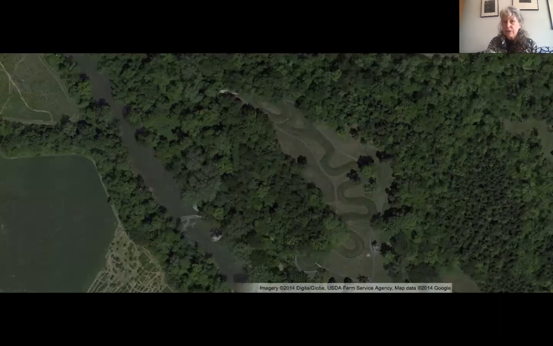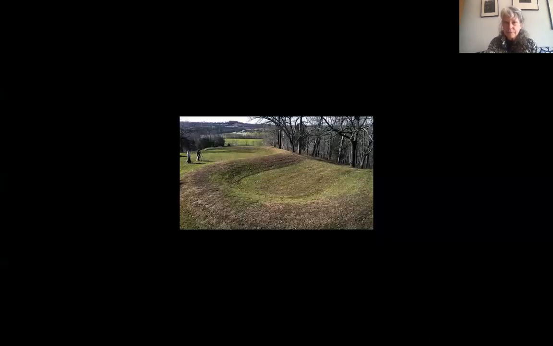So there's a lot of mystery surrounding the Serpent Mound. But it's a place where you can visit now in Ohio. So if you're ever up there, go check it out.